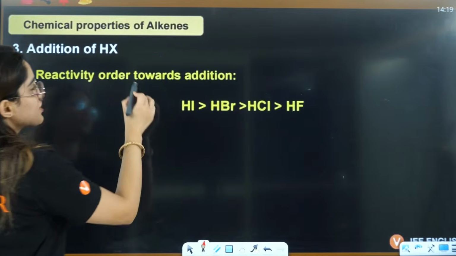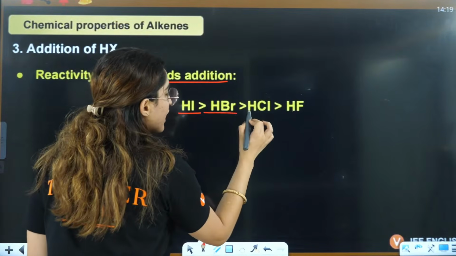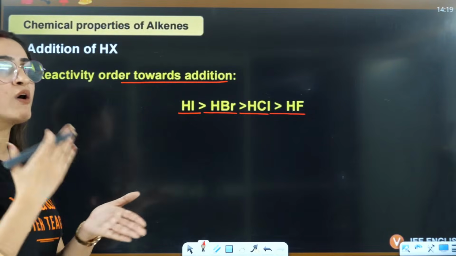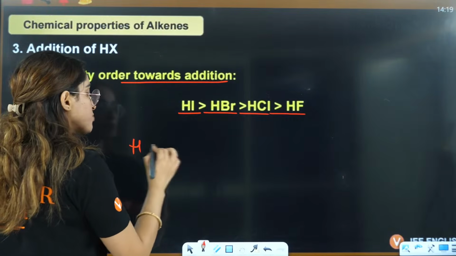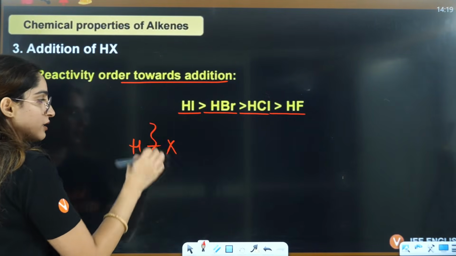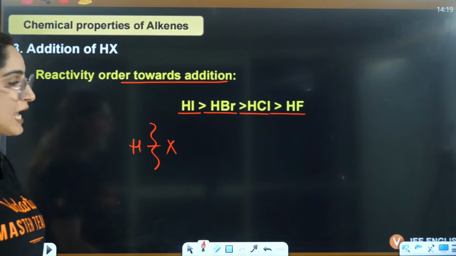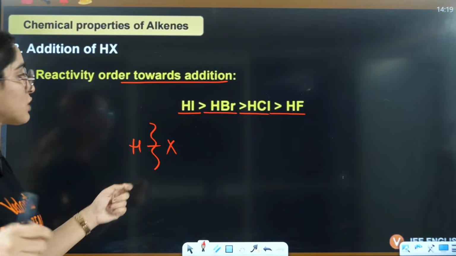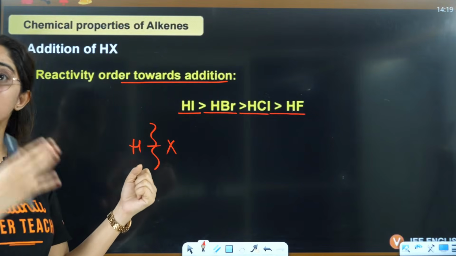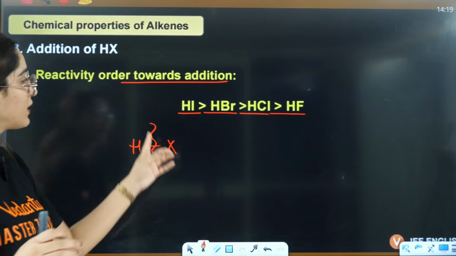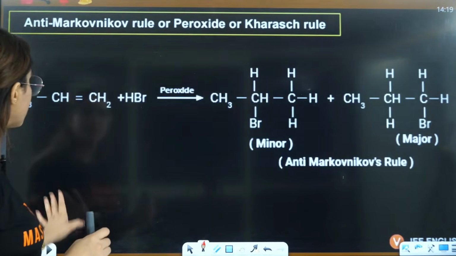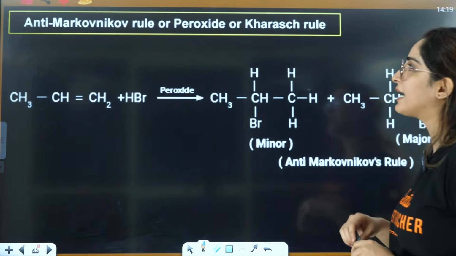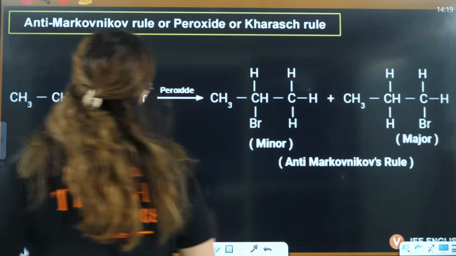Now, let's talk about the next part, that is reactivity order towards addition. So, HI, HBr, HCl, HF is the reactivity order, because all we need is to break this bond easily. This bond breaking should be easy, and it is easy only if the HX bond length is more. So in case of HI, it is longer, that's why it is easy to break the HX bond, and that's why it is highly reactive.